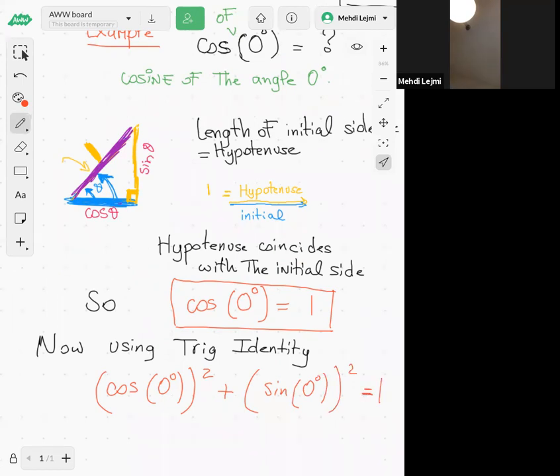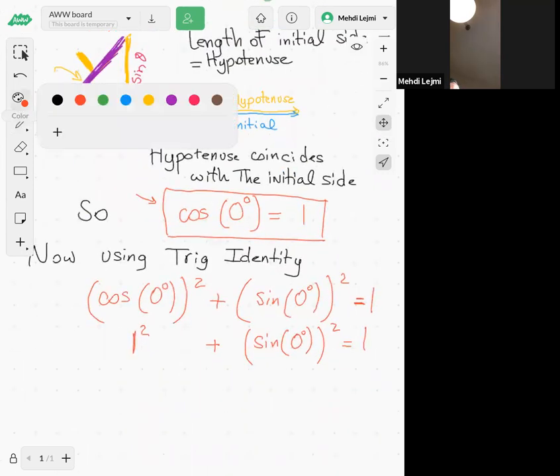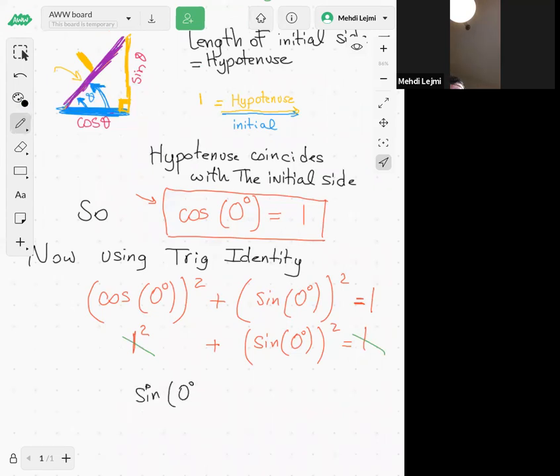That's again because of the Pythagorean theorem. Now we are saying cosine of 0 is 1, so this is like 1 square, plus sine of the angle 0 square equals 1. There's 1 on the left, there's 1 on the right, as you can see here. So then sine of the angle 0 square is just 0.